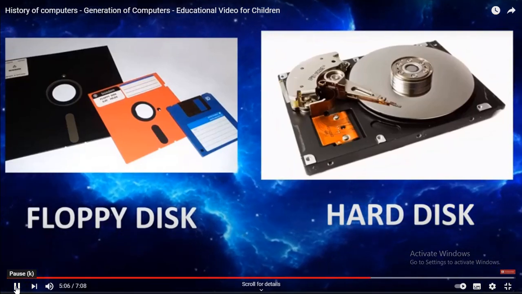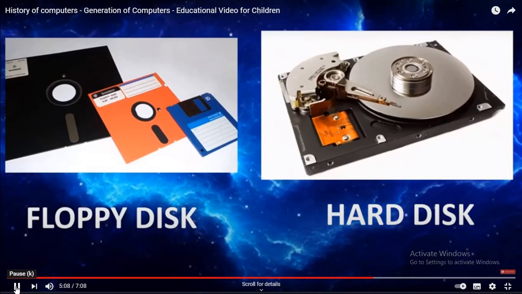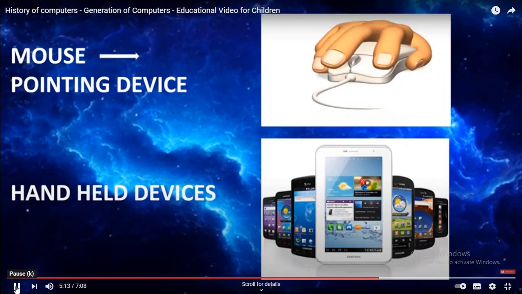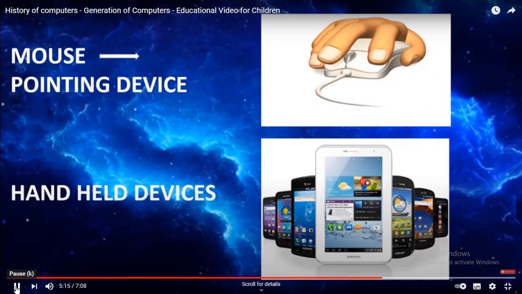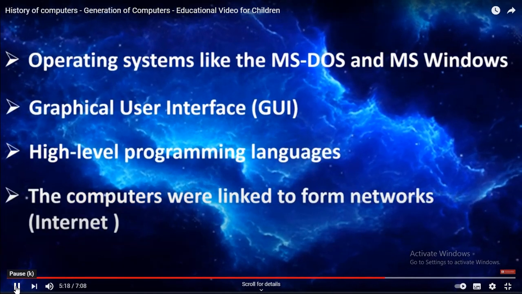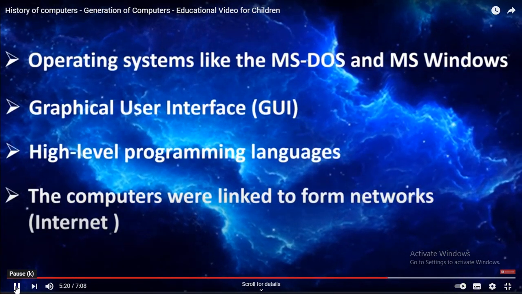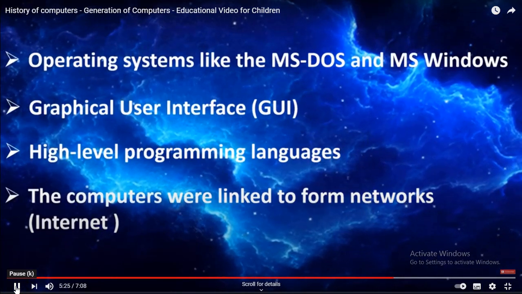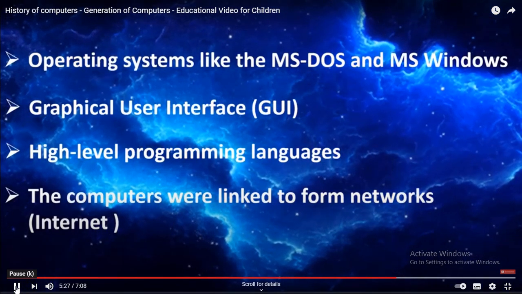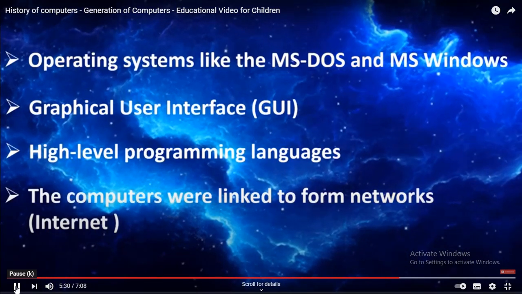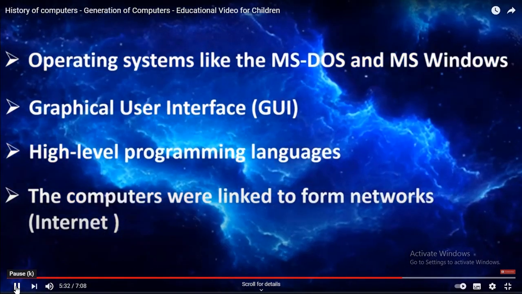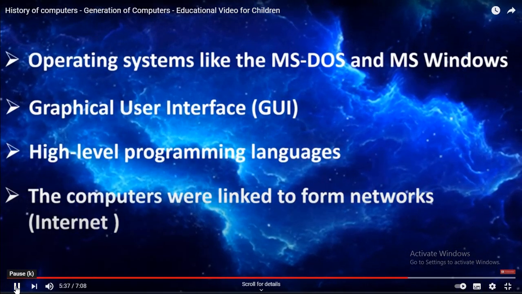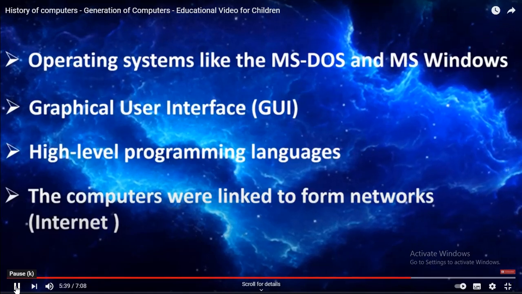It became smaller in physical size and larger in capacity. Mouse is used as pointing device. Many handheld devices were developed in this generation. Operating systems like the MS-DOS and MS Windows were developed during this time. This generation of computers supported Graphical User Interface, GUI. High-level programming languages are used for the writing of programs. The computers were linked to form networks that led to the emergence of the Internet.